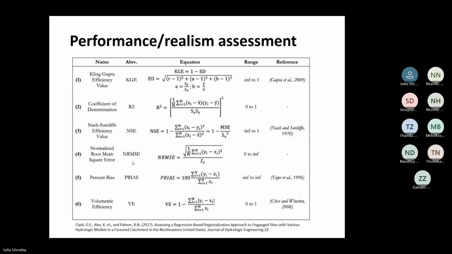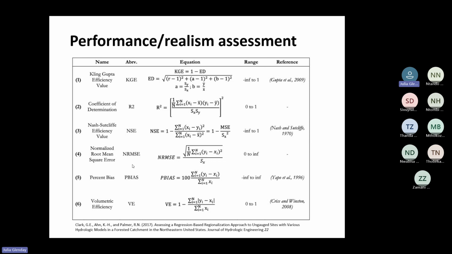And then root mean square error looks at the average error in each modeled output versus each observation, what the average of that would be. And p-bias is the same, looking at it in percent.